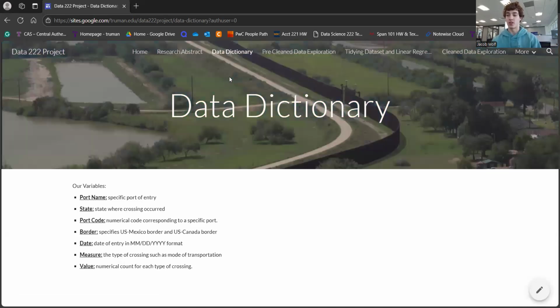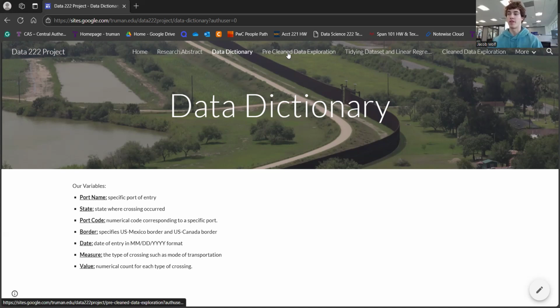Our dataset focuses on key variables from the US-Mexico and US-Canada border crossing dataset. These include port name identifying specific entry points and state indicating where crossings occurred. The port code assigns a numerical identifier to each point, while date records when entries happened. We can also see a variable measure, which describes the type of crossing, such as personal vehicles, buses, or pedestrians, and value, showing the numerical count for each type. By analyzing these variables, we can uncover important trends in border traffic and transportation patterns over time.